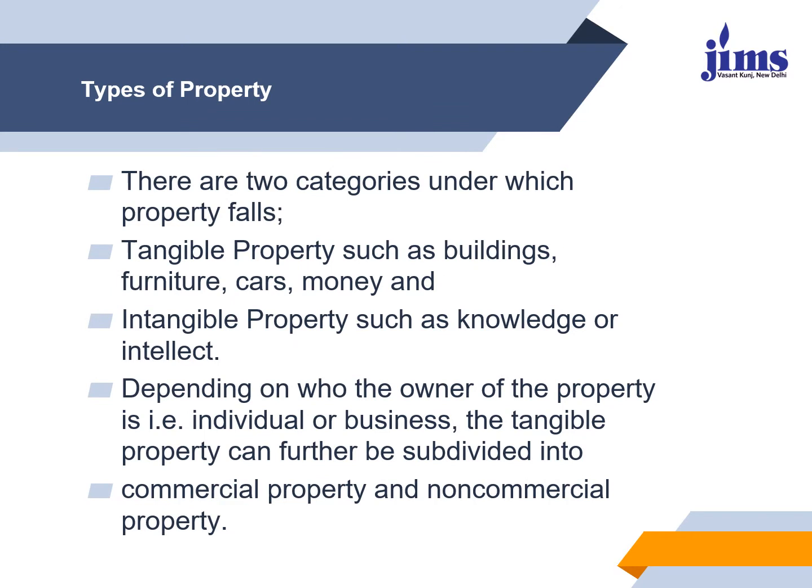There are different types of property. Basically, there are two categories under which property falls. First is tangible property such as buildings, furniture, cars, and money, and another is intangible property such as knowledge or intellect. Depending on who the owner of the property is, individual or business, tangible property can further be subdivided into commercial property and non-commercial property. Currently, insurance companies provide insurance only for these two types of property.